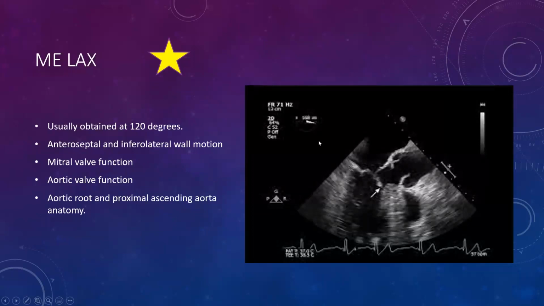This is a very high yield view. This is what I set as my home base when disconnecting from cardiopulmonary bypass, because I can see a lot of different pathologies here. Mitral valve pathologies, aortic valve pathologies, the aortic root, you can look for dissections. Unfortunately, I've seen a number of iatrogenic dissections when trying to disconnect from cardiopulmonary bypass. Anteroseptal and inferolateral wall motion.